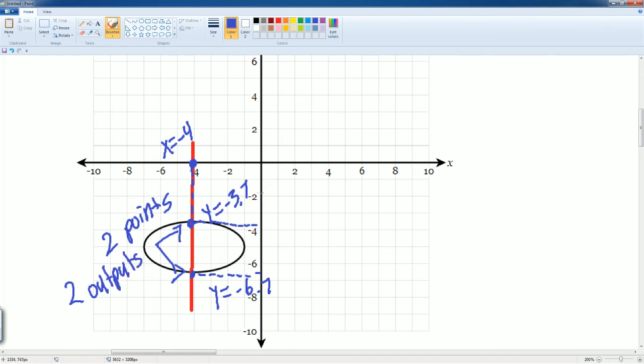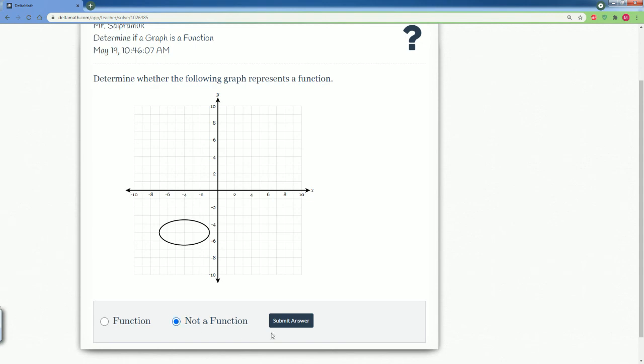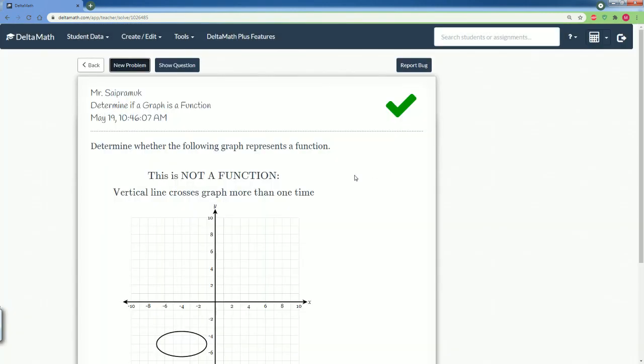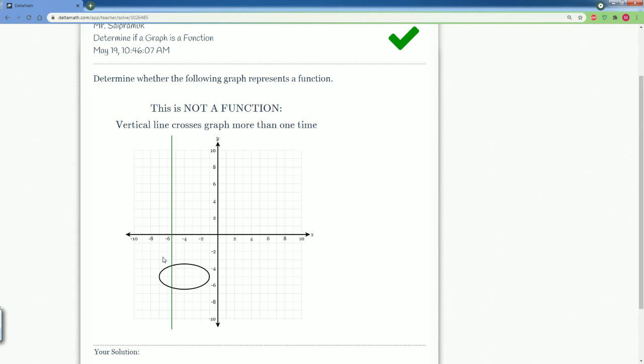That is the reason why it's not a function, because here it crosses more than one point. So you would say here this is not a function. There you go. Notice it crosses twice. That's why it's not a function.